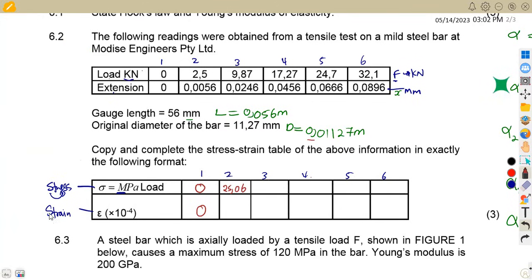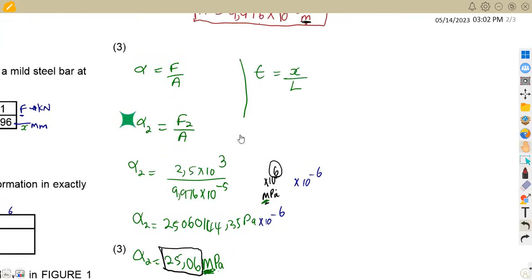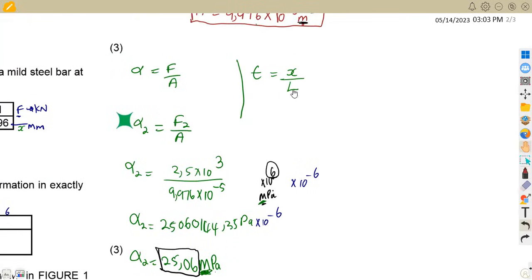The same with the strain. Okay, let's move on to strain and see what you're going to do. On the strain, we are going to use the second part on your extension. Remember what I said, that the strain is taken from the extension over the original length. So the strain that is going to affect the second part, we are going to use the extension for the second part over the original length.